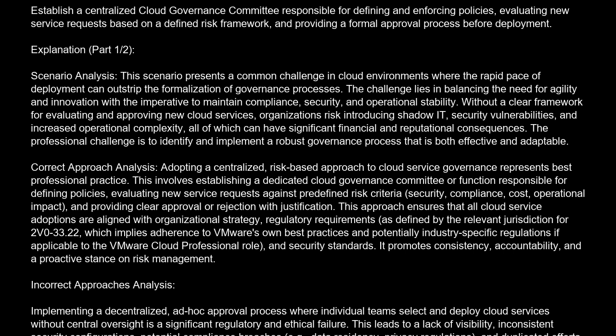This approach ensures that all cloud service adoptions are aligned with organizational strategy and regulatory requirements, as defined by the relevant jurisdiction for 2V0-33.22, which implies adherence to VMware's own best practices and potentially industry-specific regulations if applicable to the VMware Cloud Professional role and security standards. It promotes consistency, accountability, and a proactive stance on risk management.